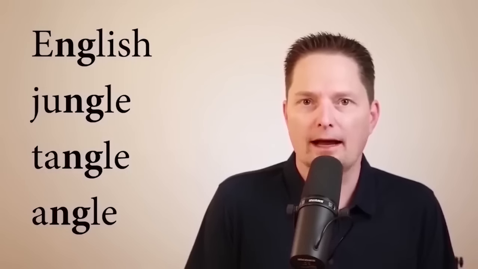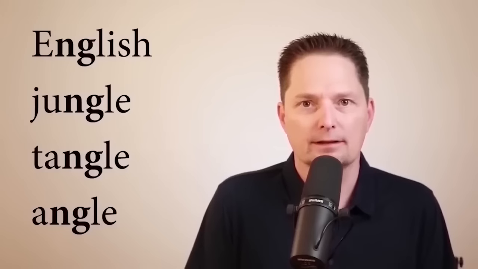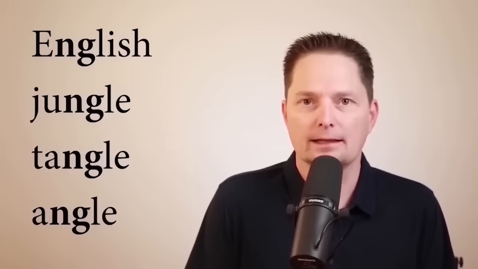Now let's look at NG when we have an L after it. When you have an L after it, it makes the G sound, like English. Make the hard G, English. Or jungle, tangle, and angle. These are pronounced with the hard G sound. Example, monkeys live in the jungle. Make the hard G sound, jungle. So you have the nasal N sound and the hard G, jungle. Monkeys live in the jungle.